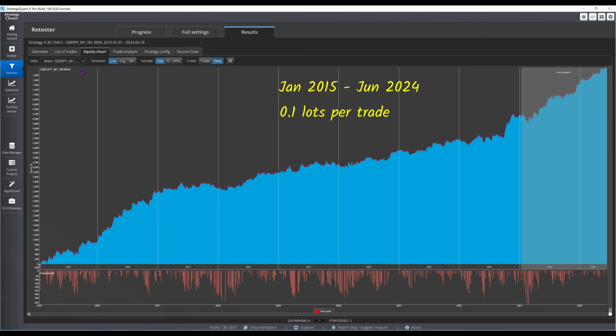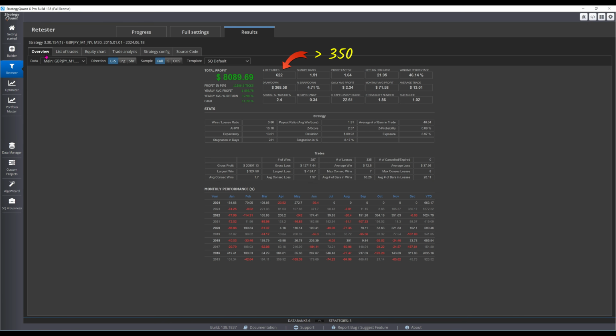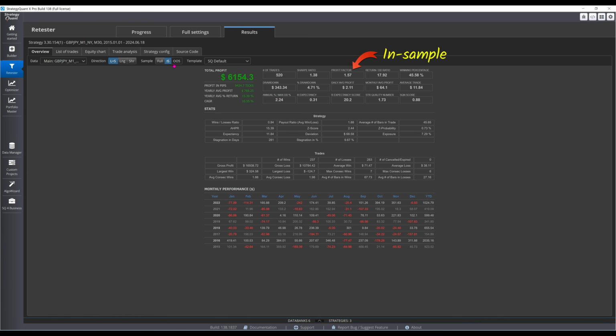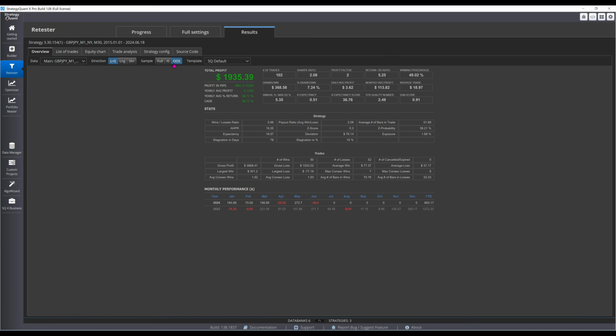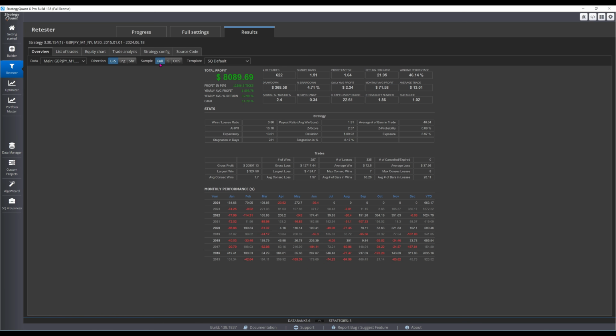At a fixed 0.1 lots per trade, the strategy displayed remarkable consistency over the 10 years, even throughout the out-of-sample portion, which implies that curve fitting was minimal. We comfortably exceeded the minimum allowable sample size of 350, as well as the in and out of sample profit factors of 1.3. The return over maximum drawdown, which the genetic builder optimized for, is impressive at 22.